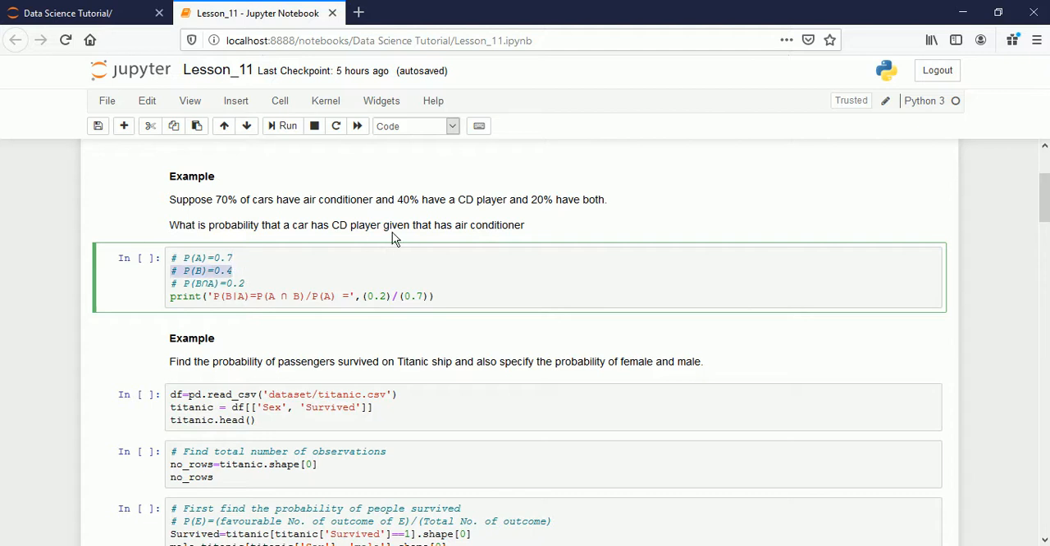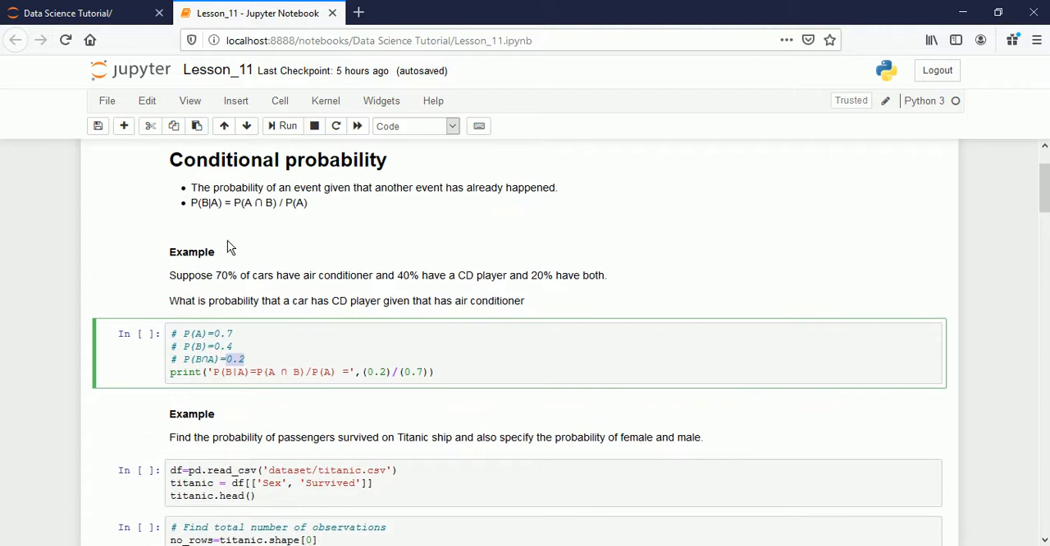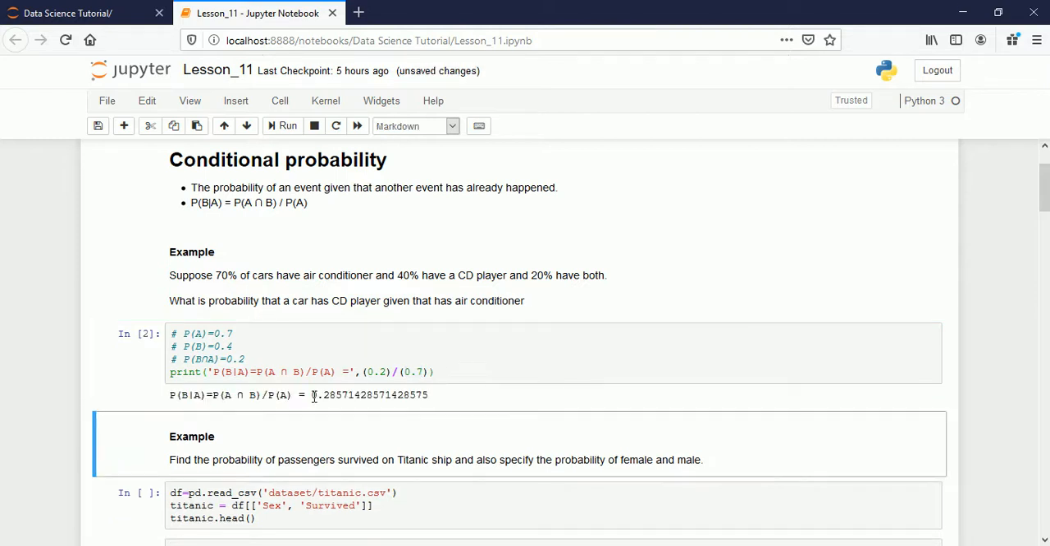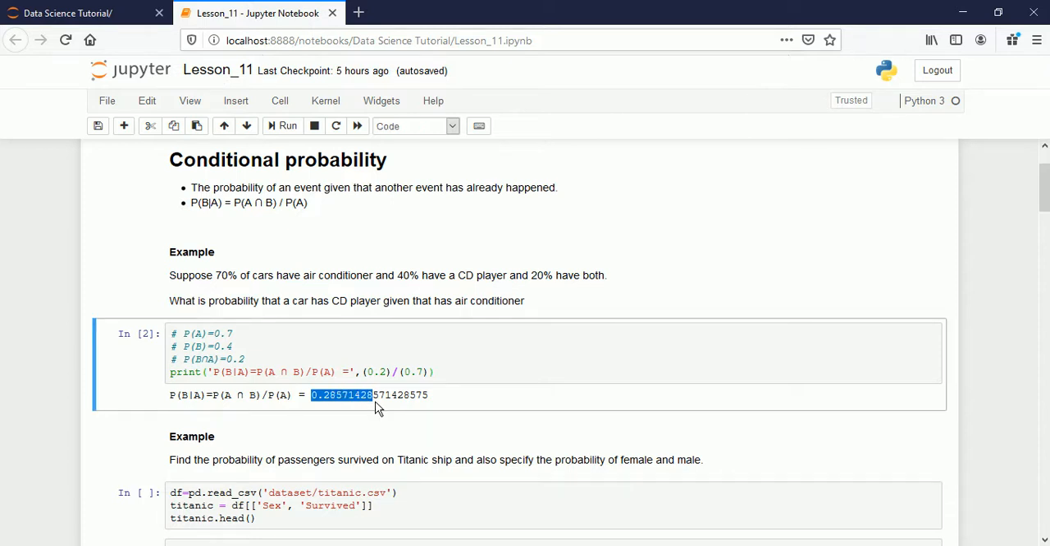Probability of B is equal to 40%, and that is 0.4. So their intersection is here, which means it has both a CD player and also an air conditioner. So what is that? 20%, and 20% of that is 0.2. This is the formula: you put it according to this, their intersection divided by the probability of the given event. So the intersection is 0.2 and the given event was 70%. If we calculate this, the result we are getting is 29%, that a car will have both an air conditioner and also a CD player.